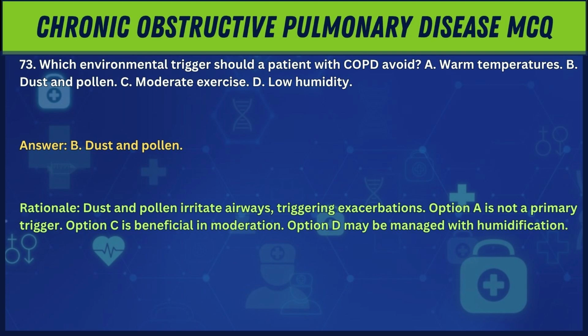73. Which environmental trigger should a patient with COPD avoid? A. Warm temperatures. B. Dust and pollen. C. Moderate exercise. D. Low humidity. Answer: B. Dust and pollen. Rationale: dust and pollen irritate airways, triggering exacerbations. Option A is not a primary trigger. Option C is beneficial in moderation. Option D may be managed with humidification.